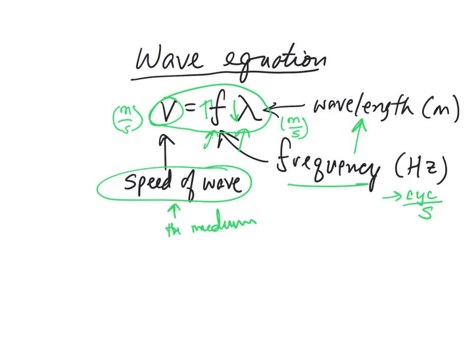So this is not a cause and effect equation. You can calculate the speed of the wave if you know these other two things, but those other two things on the right side, frequency and wavelength, won't determine the speed of the wave.